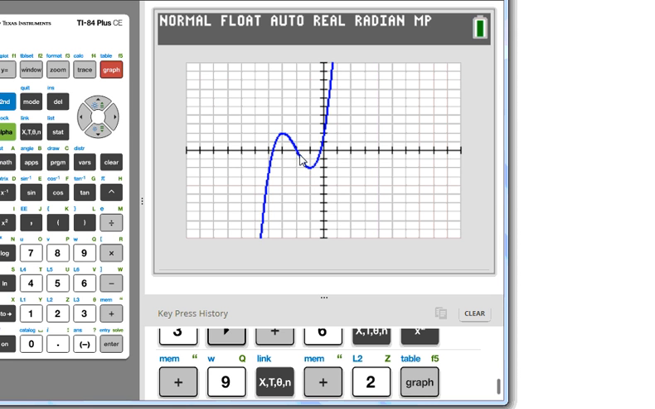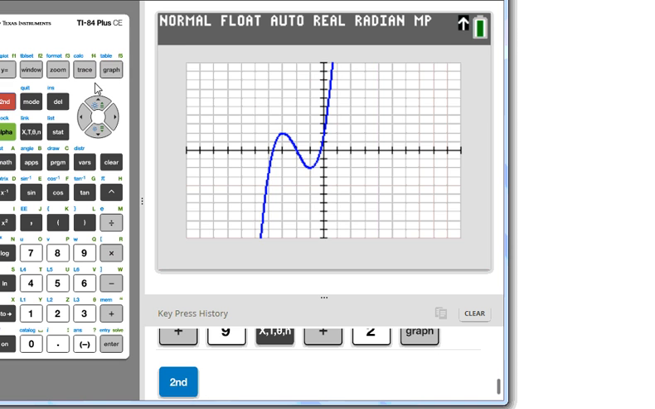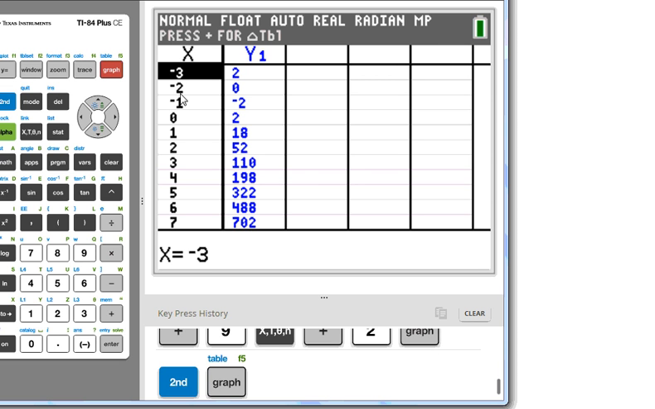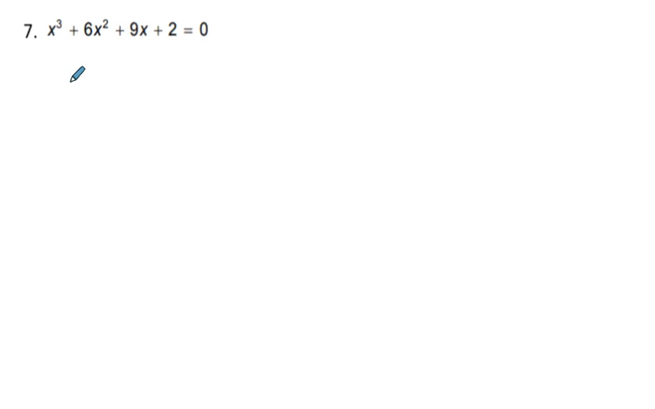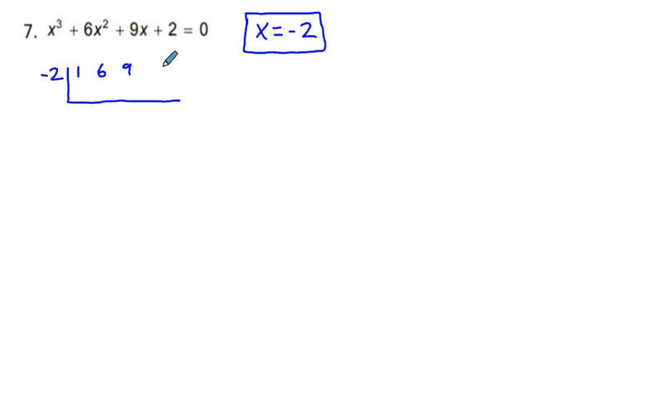And I think we can see pretty clearly here at x equals -2. So yes, at x equals -2, we have a 0. So we have x equals -2 is going to be one of our solutions. And we have 2 other solutions that we're going to try to spot out. So we take our 0 of -2. We put inside here 1, 6, 9, 2.